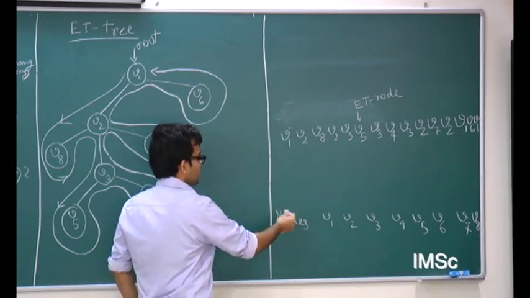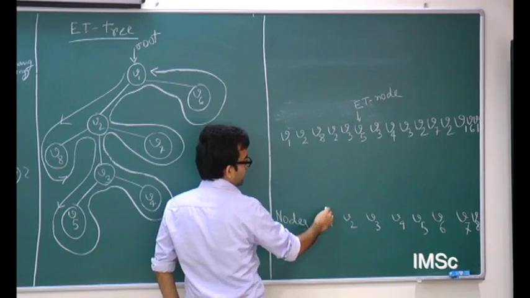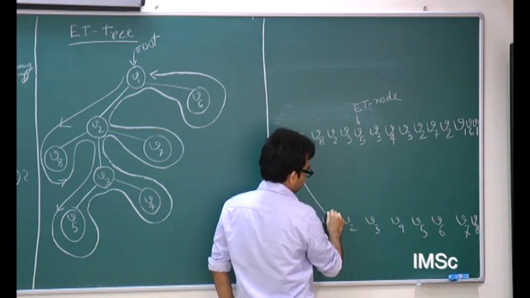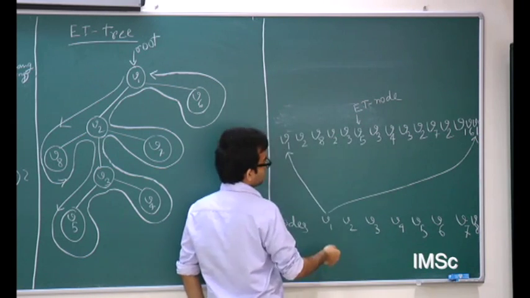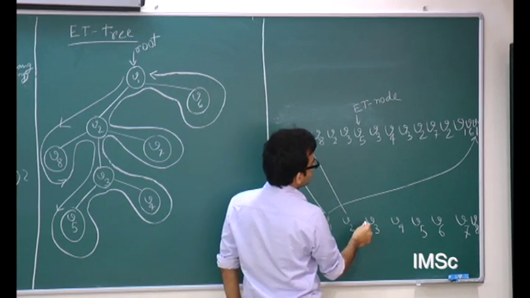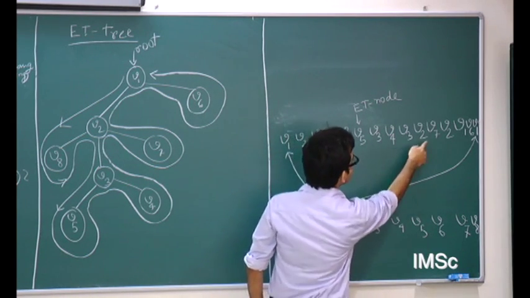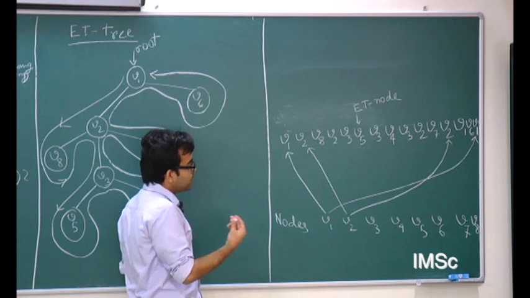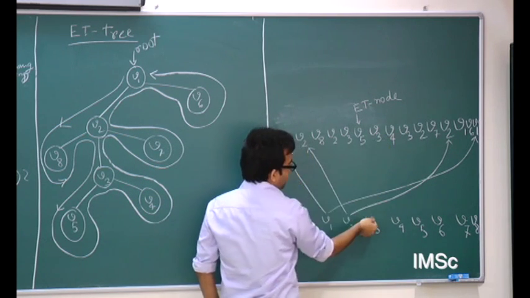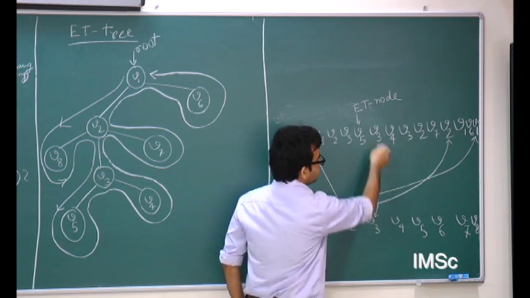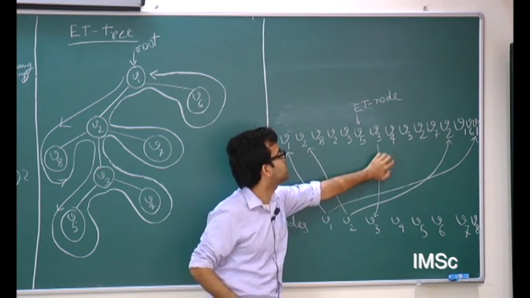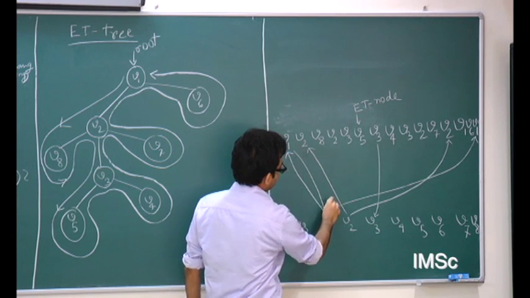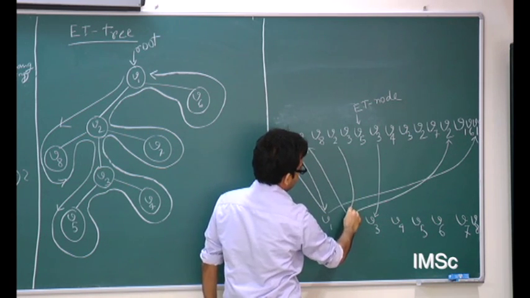Then what will you do? From each actual node, you store a pointer to the first entry in this list and the last entry in this list. Then V2 first appears here, and when does it last appear? Here. So, you see what I mean, right? You can do this everywhere. And another thing is that, of course, from every ET node, there will be a pointer to the actual node. The only purpose of this pointer is that given an ET node, you can identify which node it corresponds to. That's it. So, here you have a double pointer like this. From V2, you have this, and so on.